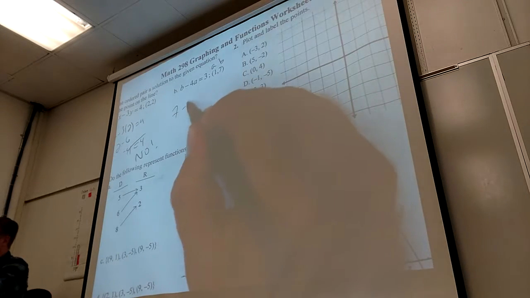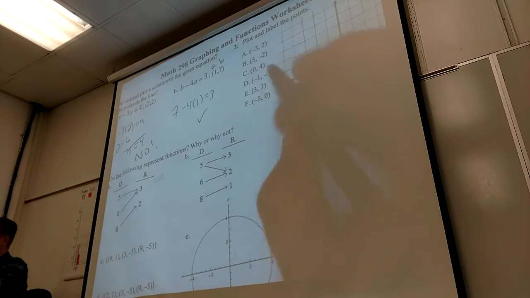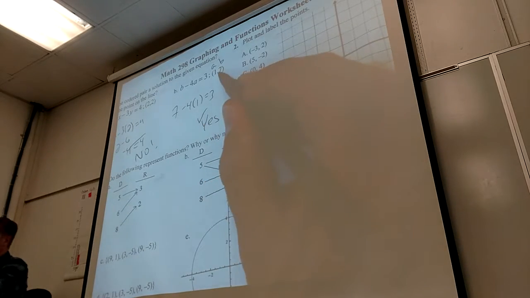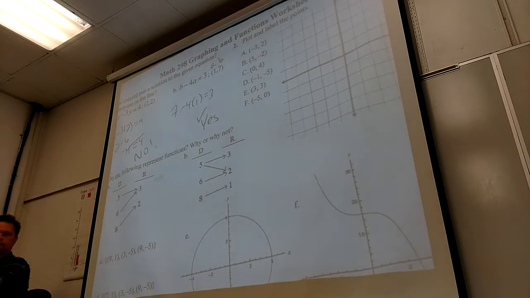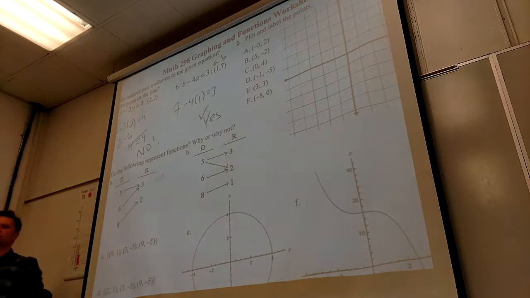So 7 minus 4 times 1, is that 3? Yes. 7 minus 4 is 3. Therefore, that point, (1, 7), must lie on the line of this. Now, in this case, it would be the A-axis and the B-axis, but who really cares?